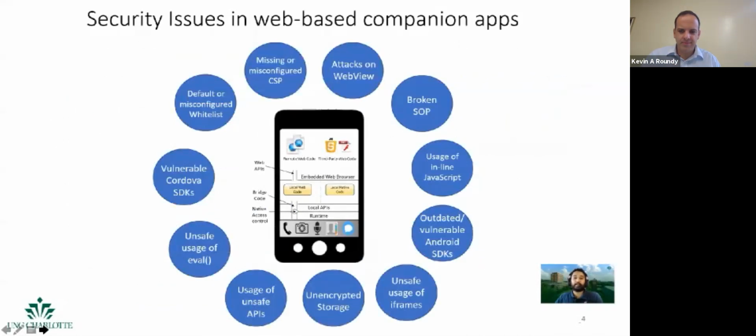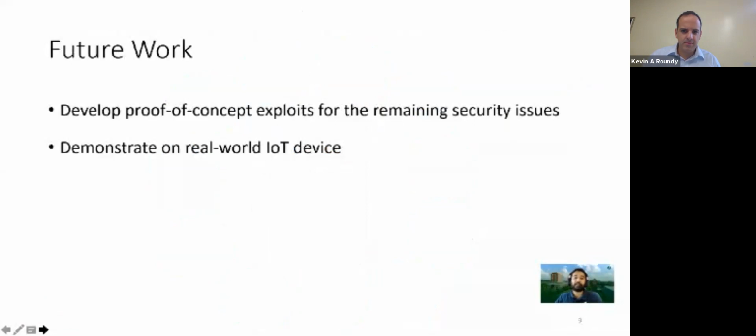In this work, we survey security issues in real-world web-based smart home companion apps with the goal of consolidating and mapping the web-based attack surface in companion apps with how these security issues affect a smart home ecosystem. We achieve this with a combination of proof-of-concept exploits and hypothetical scenarios pertinent to a smart home ecosystem. Our poster highlights some of the exploits we have created for this work. For future work, we will develop proof-of-concept exploits for the remaining security issues and also demonstrate the attacks on real-world IoT devices. Thank you, everyone.